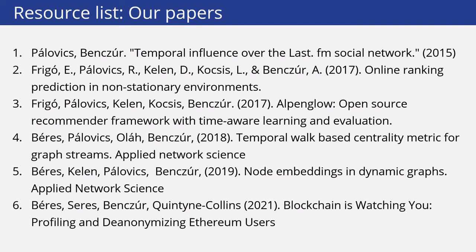And the papers we mentioned in this presentation in temporal order, starting from the oldest to the newest results, include our first recommender paper that considered temporal changes, the papers related to the recommender systems 2017 tutorial with evaluation of the online ranking methods and introducing the Alpenglow software, our temporal walk-based centrality result, then the node embedding result, both of these results using the tennis tournament data for evaluation, and a very recent result using node embeddings for de-anonymizing Ethereum users.